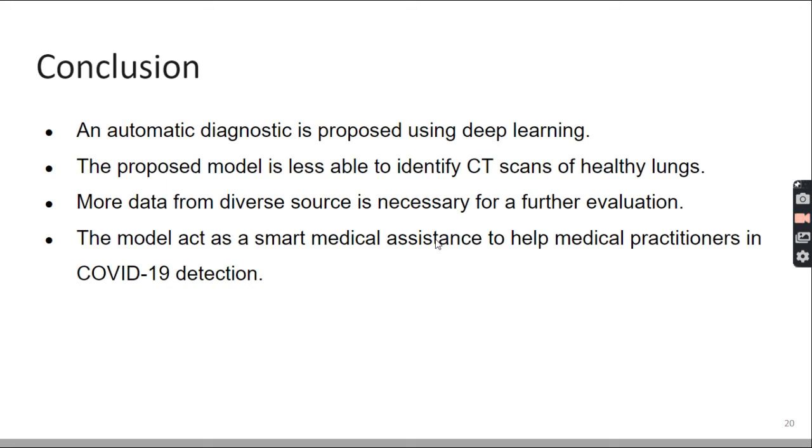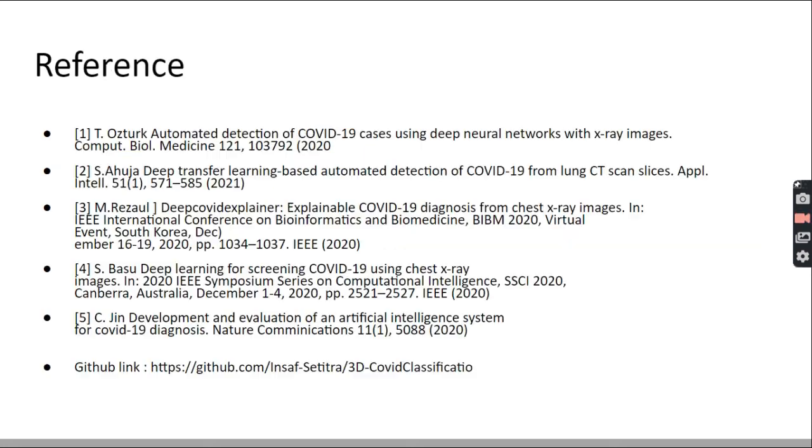To conclude our work, we talked about an automatic diagnostic that we proposed using a deep learning algorithm. The proposed model is less able to identify CT scans of healthy lungs. More data from diverse resources is necessary for further evaluation. The model acts as a smart medical assistant to help medical practitioners in COVID-19 detection. Here, we leave you with some references.